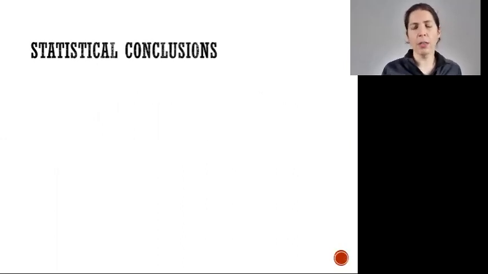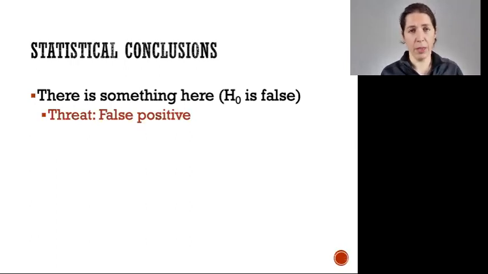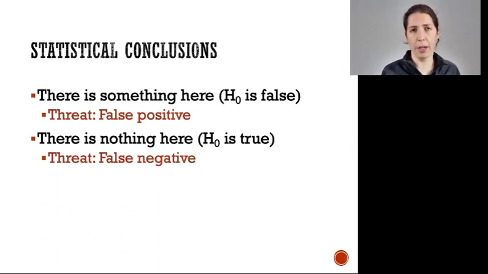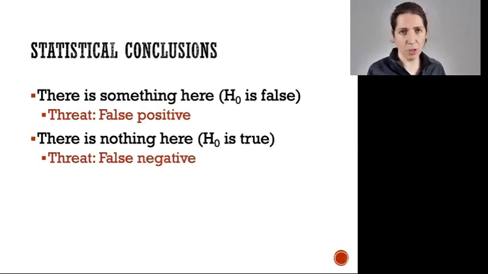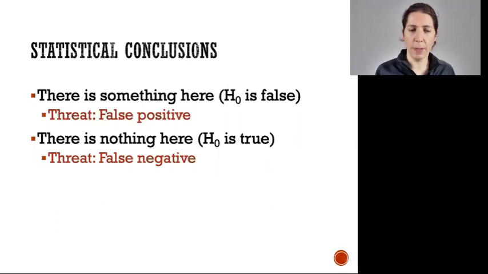As a reminder, there are 3 different kinds of statistical conclusions we might make in the framework of NHST. We might reject the null hypothesis and say that we did observe something, we think there's something there, and the threat here is that this might be a false positive. We could, although we're not supposed to in NHST, conclude that the null hypothesis is true and there's nothing there. Again, technically, we're not supposed to draw this conclusion in NHST, but people do. And the threat here is a false negative, that you're wrong, there actually is something there.